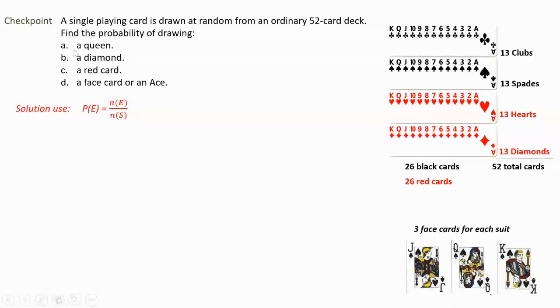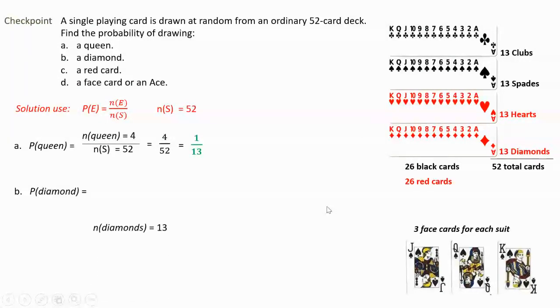Okay, now let's answer the questions. Let's go with A. Remember, the sample space is 52 because there are 52 cards. So the probability, how many queens are there? There are 4 queens because there is 1 queen for each suit. So it'll be 4 over 52. We simplify, it will be 1 over 13. For part B, the probability of a diamond. There are 13 diamonds, so it'll be 13 over 52. The answer will be 1/4.